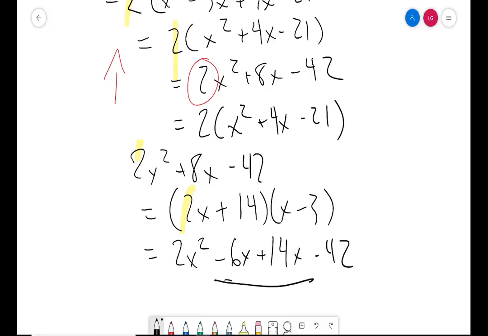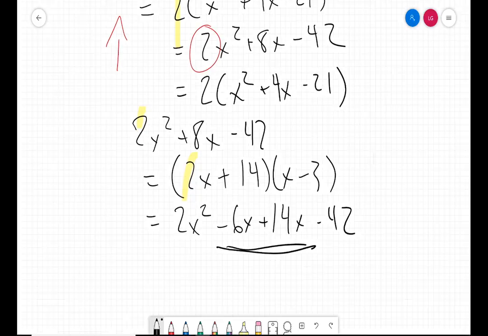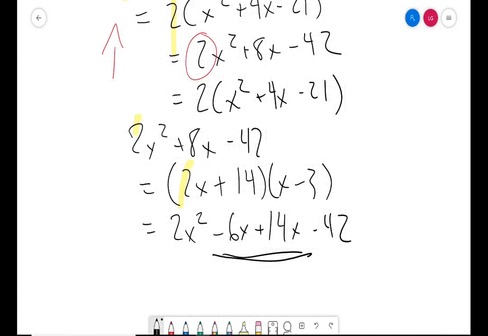Notice these middle terms, the ones that need to add to 8. We're not talking about 3 and 14. We're talking about 6 and 14, specifically -6 and 14. So that 2 is influential. And we can notice then that in this line, we can pull out the 2 from the first term. So there may be different paths to factoring, but we're going to get the same result.